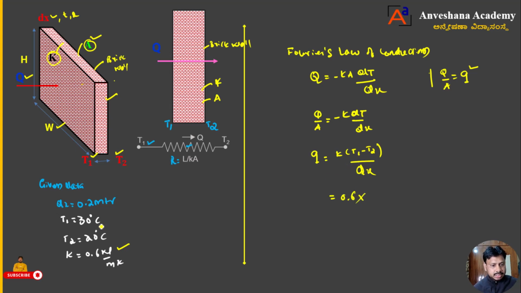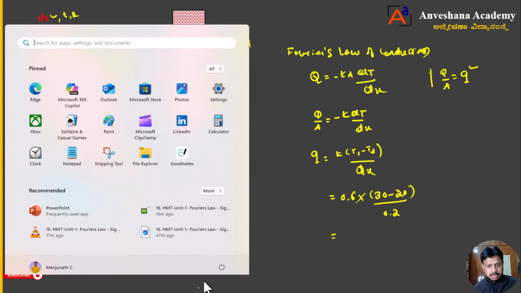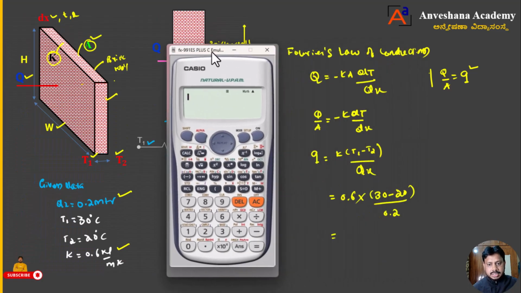Then what is T1? T1 he has given as 30 degrees Celsius. I will write it here, 30. Then next, minus T2 he has given, that is 20, divided by dx. Dx is also given somewhere else, that is 0.2 meter. So then what will I do? I will try to do the simplification. How to do the simplification, dear students? You can see here now.